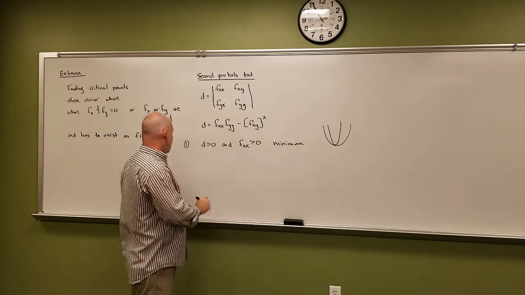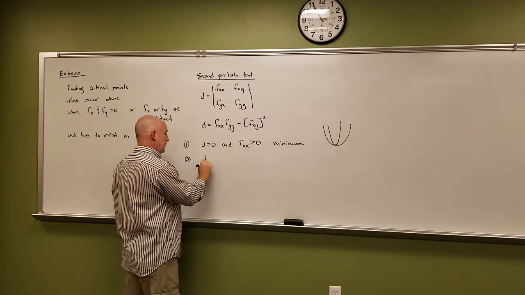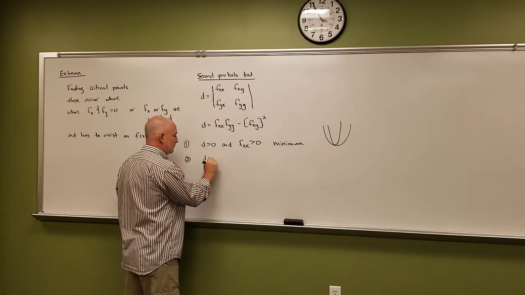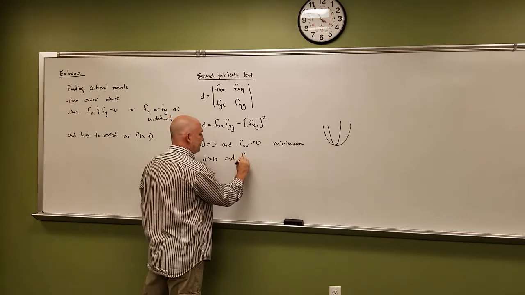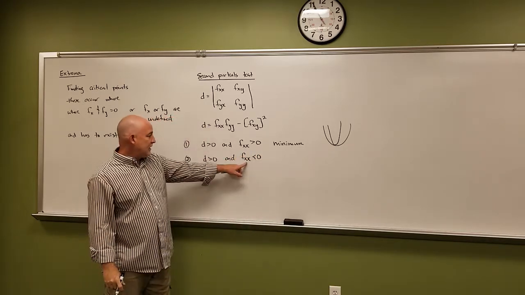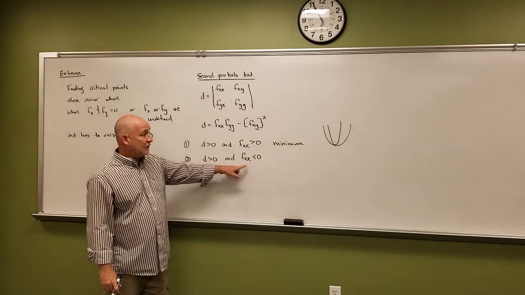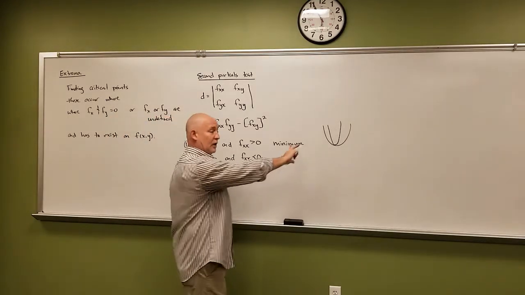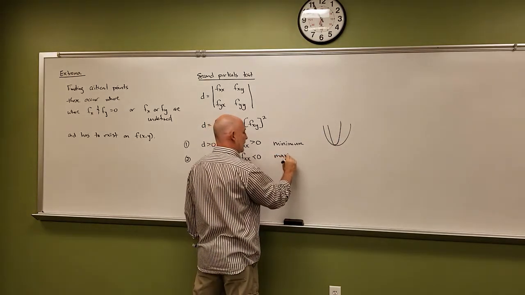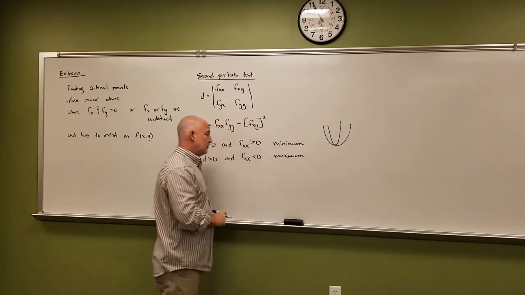Now, same reasoning for the second case that can happen. If d is greater than 0 and either f sub xx or f sub yy is less than 0, that means f sub xx and f sub yy are both negative. That means they're both concave down. So take the first picture I drew over here and turn it upside down. That means we're looking at a maximum.